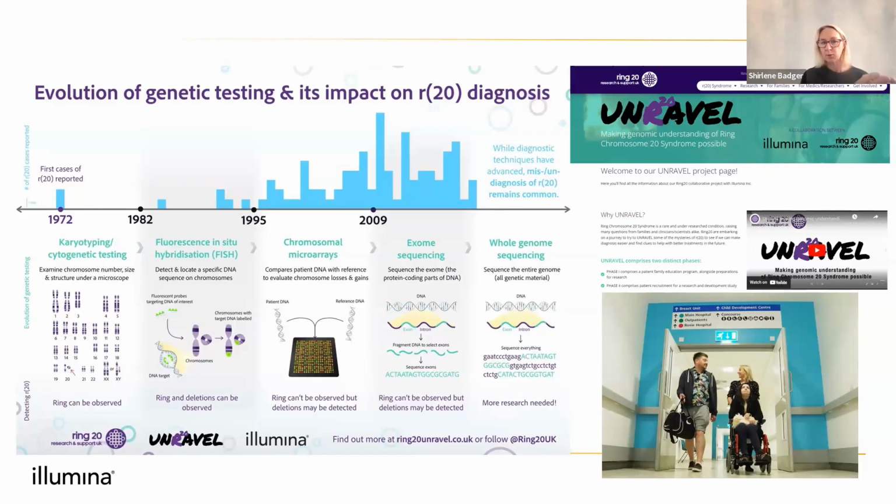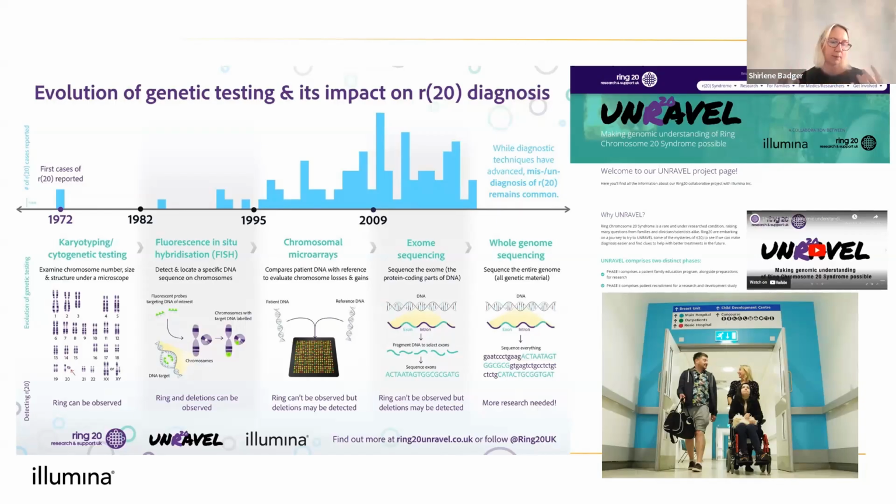But what's happened is that as we've introduced exome or whole genome sequencing, the ring cannot be observed at the moment. Deletions might be detected, but we cannot observe the ring through genome sequencing. And there's a number of reasons why, but what we've realized, of course, is that the ring is not the cause of this condition. It is a symptom of something else, and we need to find that biological mechanism that's causing that. So we developed a program with that, which we called the Unravel project.